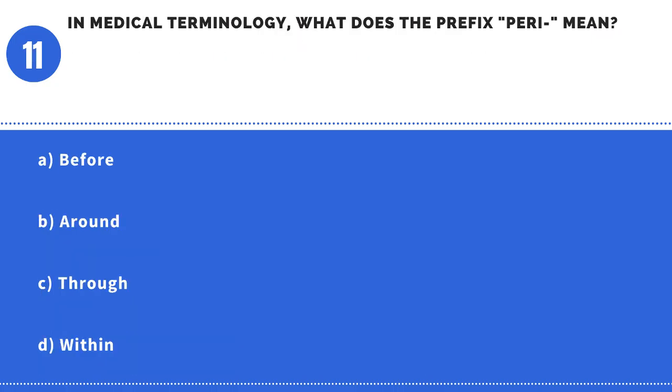Question 11. In medical terminology, what does the prefix peri- mean? A. Before. B. Around. C. Through. D. Within.